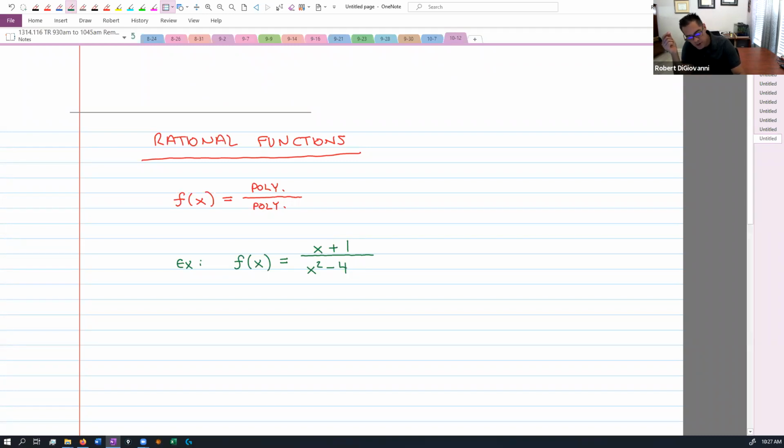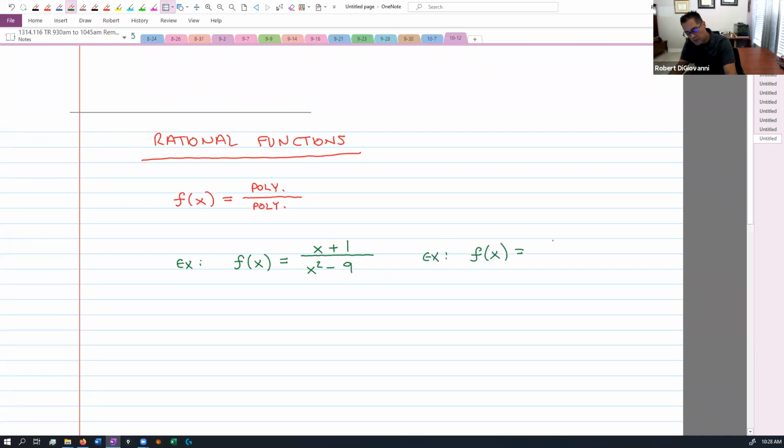Let's make that x squared minus 9 on the bottom, just to make our lives a little bit better. So this is an example of a rational function because we have a polynomial on top and a polynomial on the bottom. Two polynomials create a fraction. That is one example.